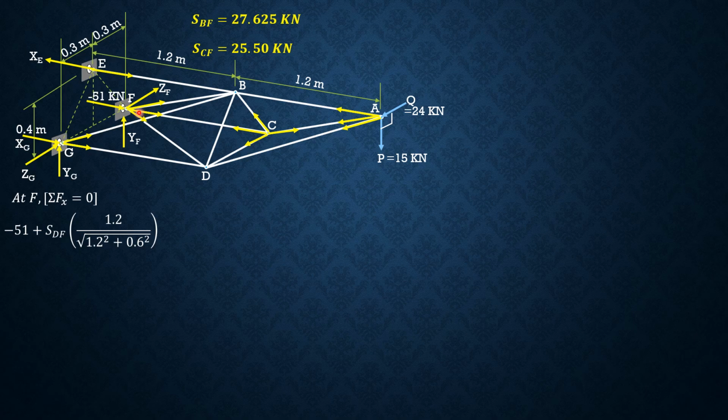Then plus SCF, which is 25.5, plus SBF, which is 27.625 times 1.2 over 1.3, then equals 0. So solving for SDF, SDF is 0.